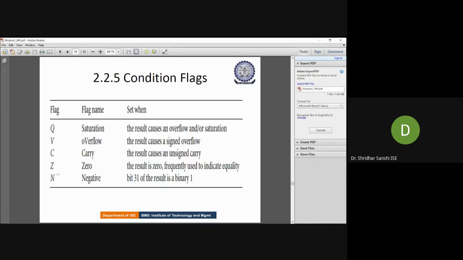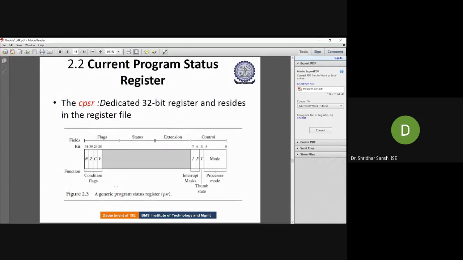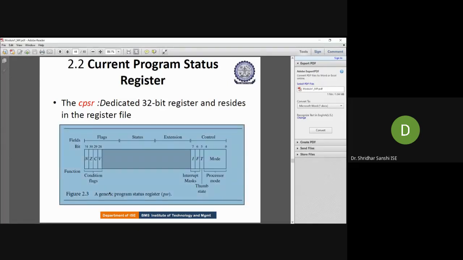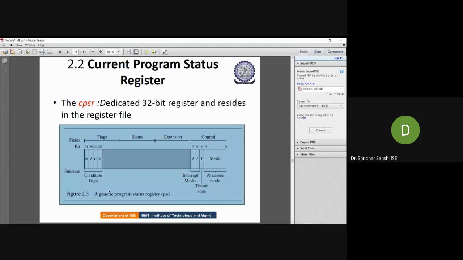Then I talked about flags. There are 4 flags: N, Z, C, and V. These are the flags that are used in the CPSR register. What do we mean by N? N means negative. If the value of a register is negative, then bit 31 of the result is a binary 1. I will explain this in detail.